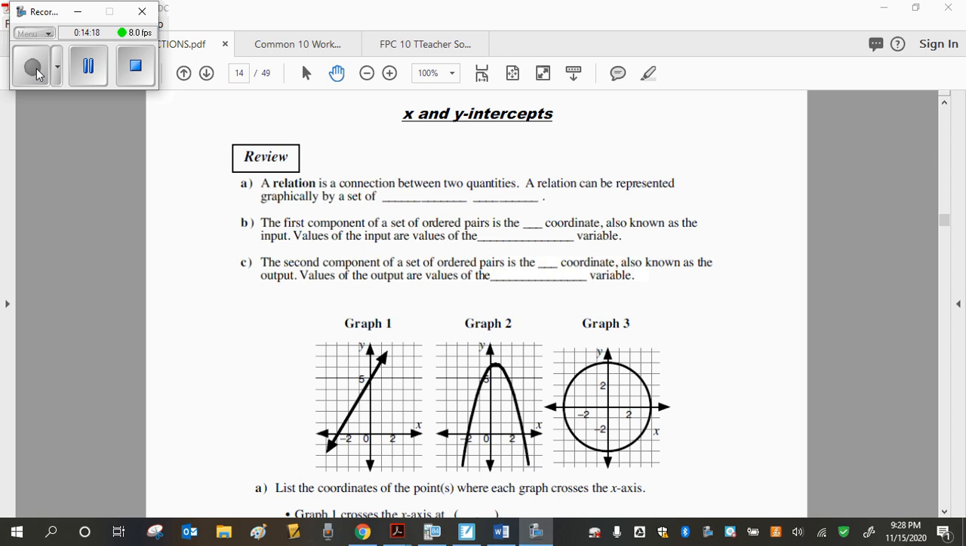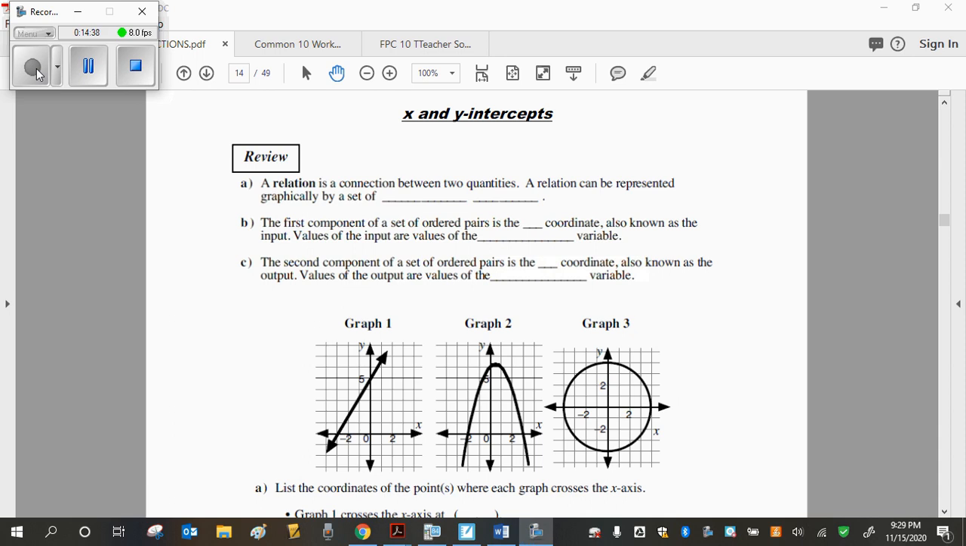Okay, good job. Let's move on to XY intercepts. The rest of that homework is for homework due tomorrow. And now we're on page 14. You can fill the blanks in if you wish.